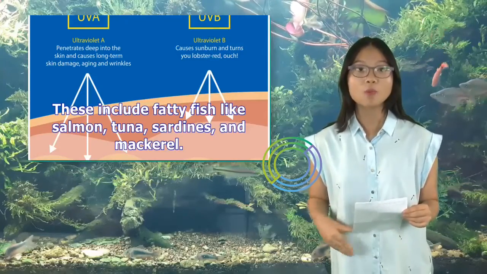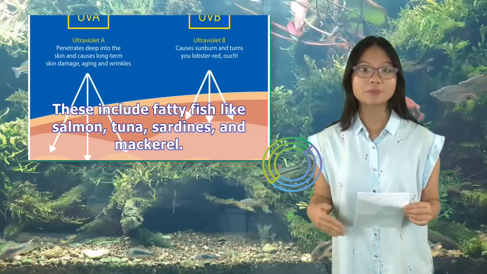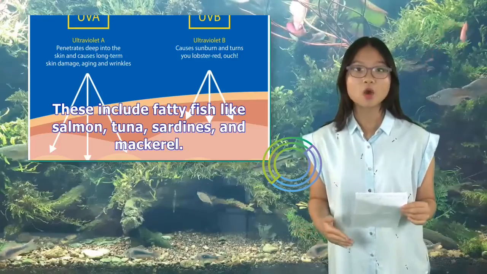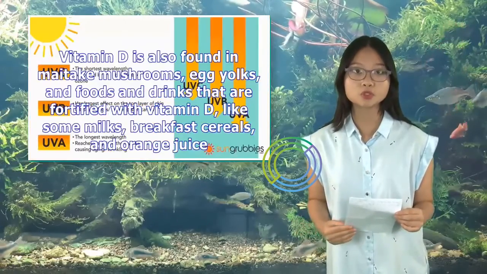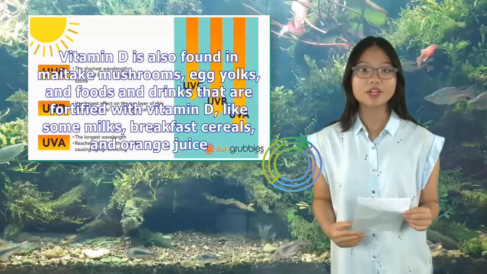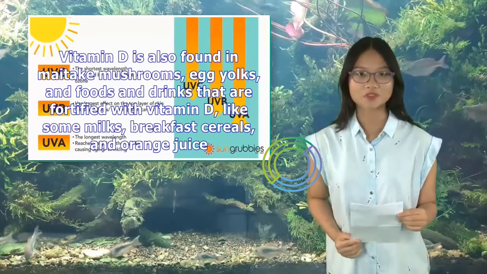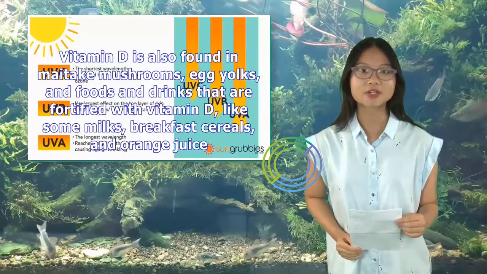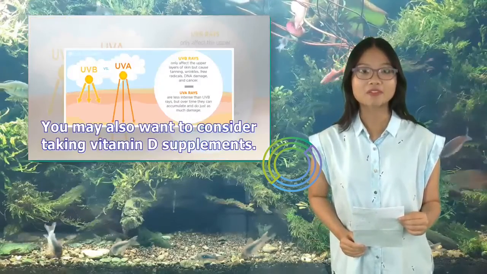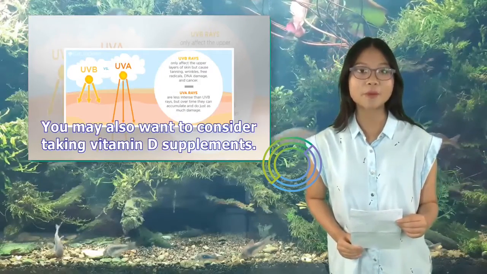These include fatty fish like salmon, tuna, sardines, and mackerel. Vitamin D is also found in maitake mushrooms, egg yolks, and foods and drinks that are fortified with vitamin D, like some milks, breakfast cereals, and orange juice. You may also want to consider taking vitamin D supplements.